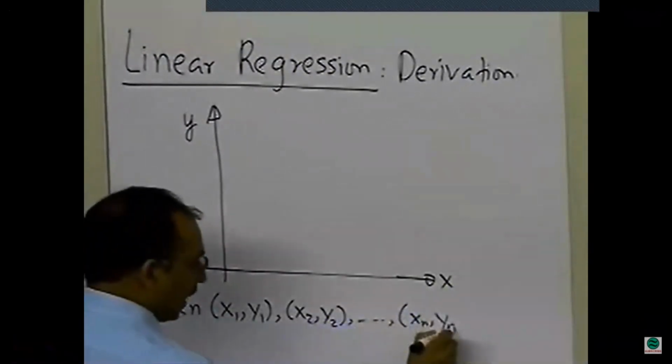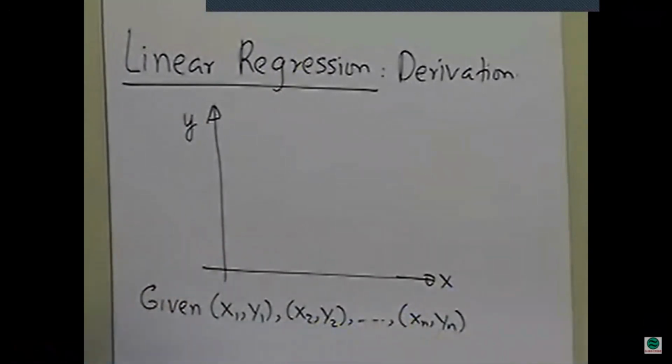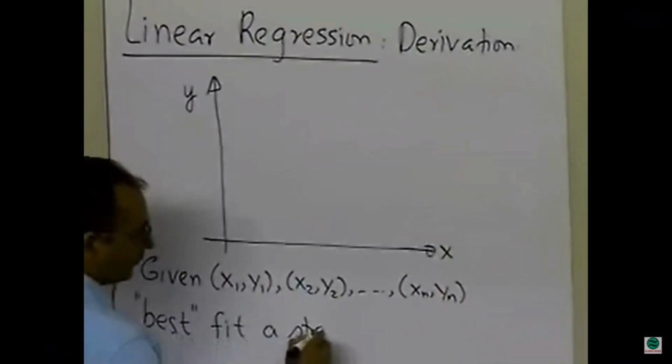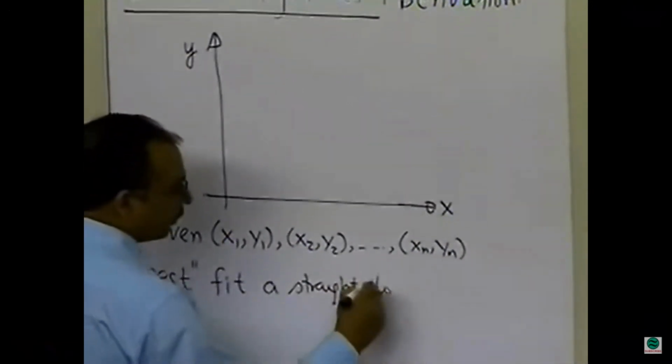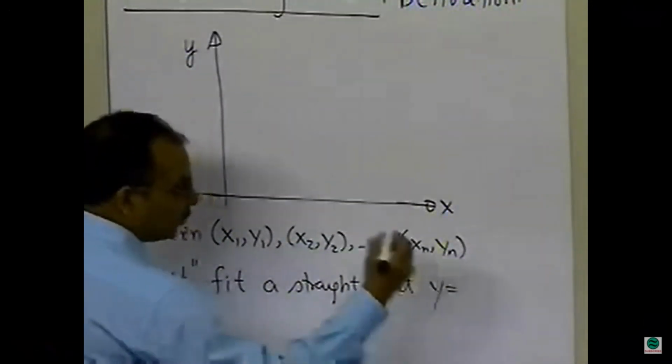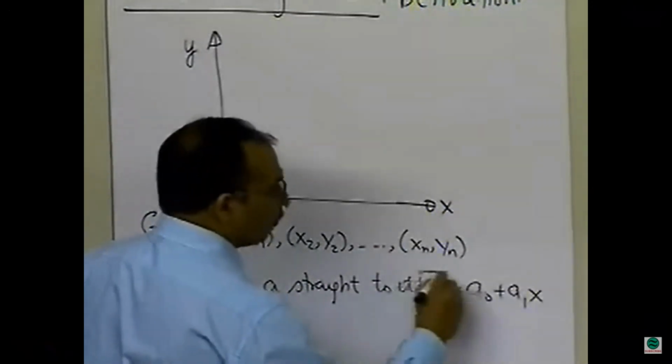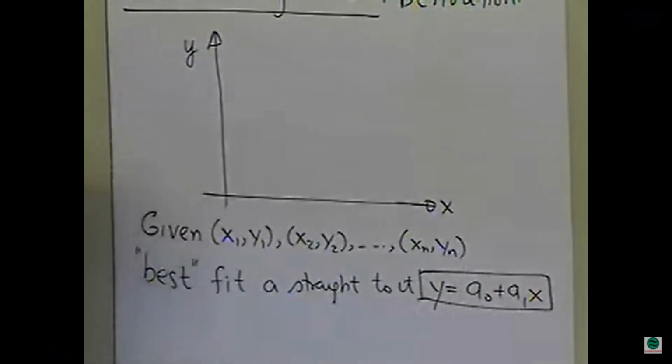So you're given, let's suppose, n data points. And what you want to be able to do is that you want to best fit a straight line to it. And that straight line, let's suppose we call it y is equal to a0 plus a1x. That's the general form of a straight line. Y is equal to a0 plus a1x, but a0 is the intercept and a1 is the slope of that straight line.